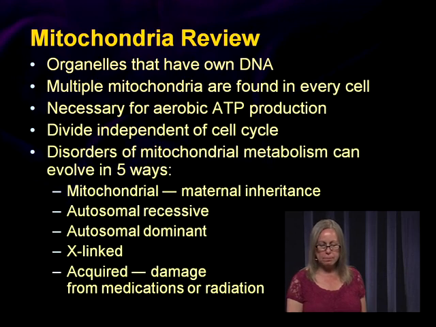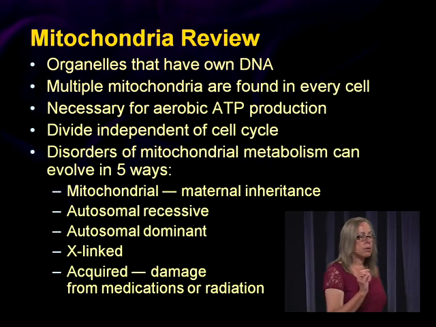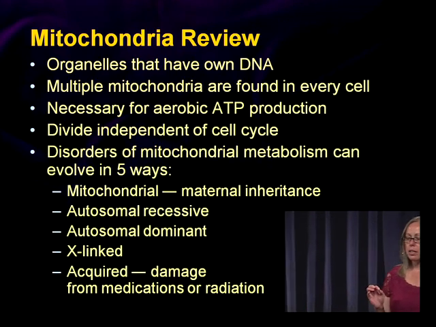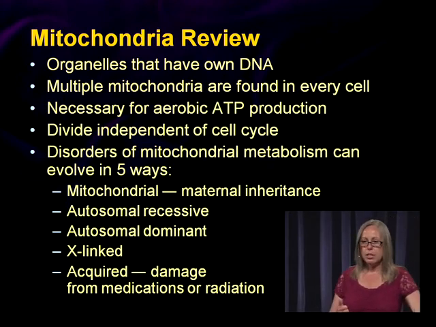own cell cycle. So disorders of the mitochondria metabolism can evolve in 5 different ways. You can have a true mitochondrial disorder where you have a mutation in that little circular mitochondrial DNA. And that's our true maternally inherited mitochondrial disorder. Probably 95%, however, of what works in that power plant is encoded by us and shipped in. So you can also have dominant, recessive, and X-linked conditions that give you mitochondrial problems and the mitochondria don't work.